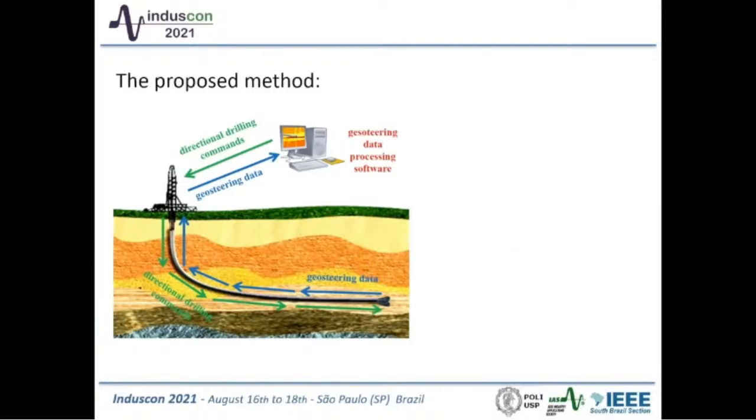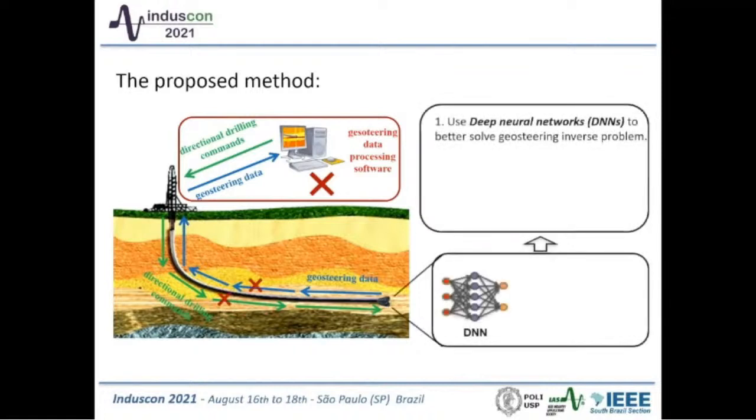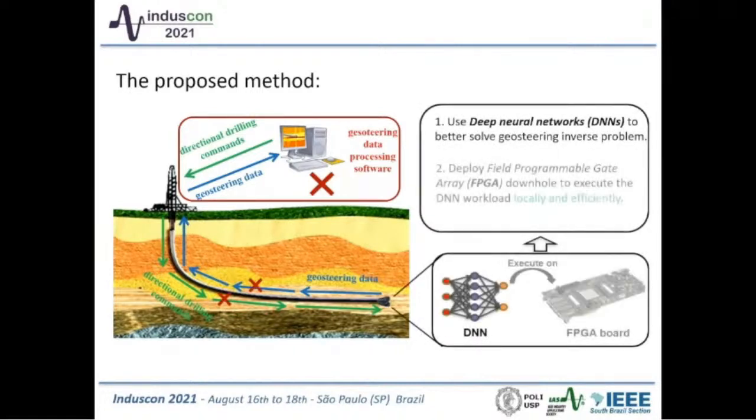In this paper, we propose to use a DNN to better solve the inverse problem and execute it locally on an FPGA board, which is deployed on the downhole drilling device. In this case, the collected sensing data can be locally processed and generate geosteering information, which significantly reduces the delays.